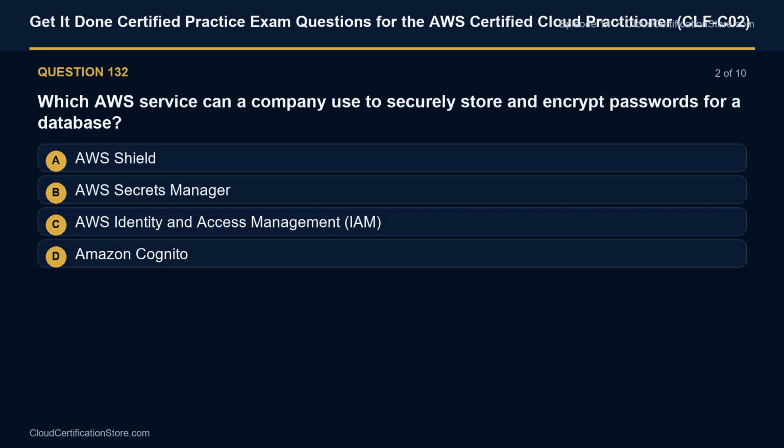Question 132. Which AWS service can a company use to securely store and encrypt passwords for a database? Option A, AWS Shield. Option B, AWS Secrets Manager. Option C, AWS Identity and Access Management, IAM. Option D, Amazon Cognito.